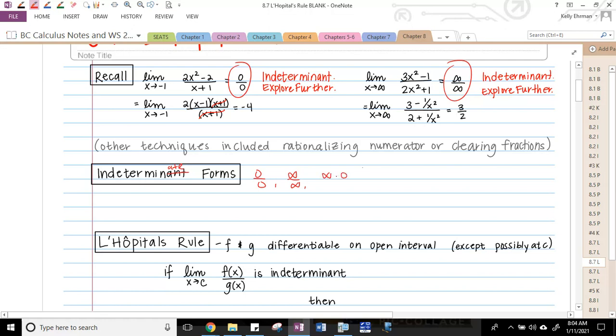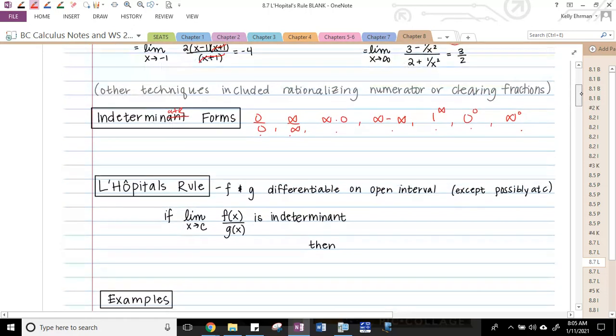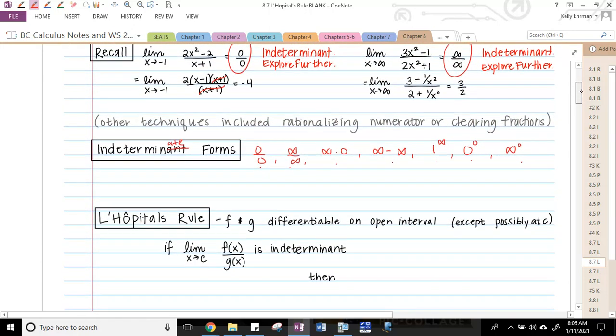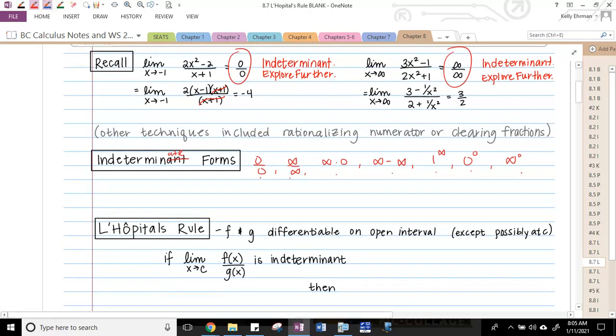Infinity times 0 is not guaranteed to be 0. Infinity minus infinity, not guaranteed to be 0. 1 to the infinity seems weird that that's not just 1, but again, not guaranteed. 0 to the 0, and infinity to the 0. Now there are 1, 2, 3, 4, 5, 6, 7 indeterminate forms, and I think in our homework it asks for like 6 of them. So anyway, the most common ones are these two and these two. Those are the most common 4. It doesn't mean you're not going to see the other ones.